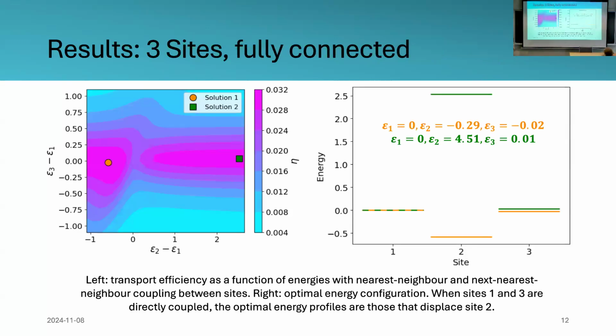However, when I include coupling between the first site and the third site, so now I have all-to-all coupling, I get two solutions and a much more interesting contour plot. It's maybe not too obvious on the screen with the contrast issues, but there's an optimum ridge along here where the efficiencies are all kind of the same. So the way I'm interpreting these results is that when you can have your exciton go directly from site 1 to site 3, the optimal solutions are the solutions that get site 2 just out of the way.